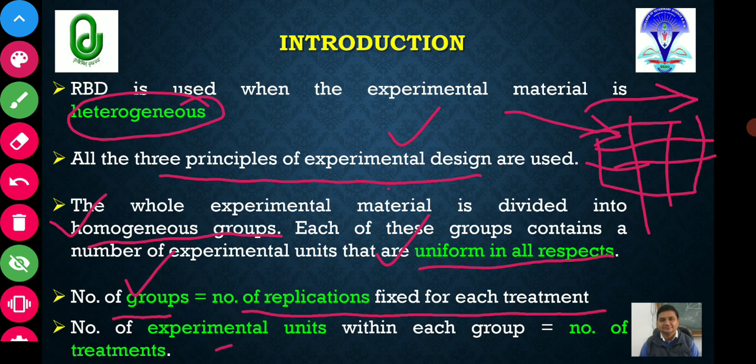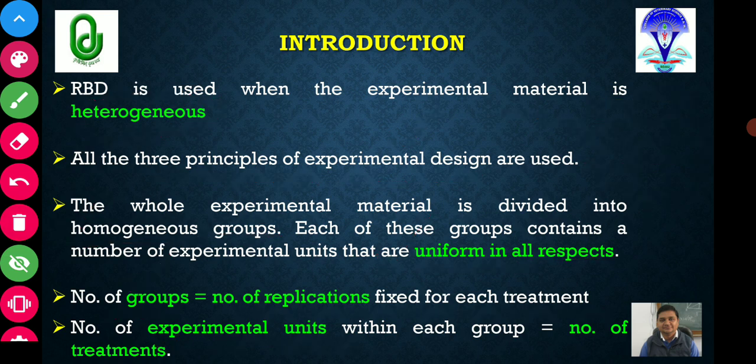The number of experimental units within each group should be equal to the number of treatments, whereas the number of groups should be equal to the number of replications fixed for each treatment.